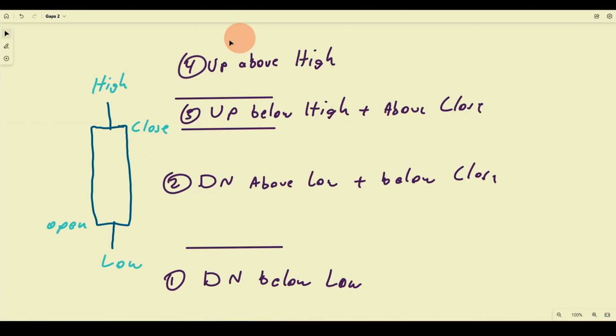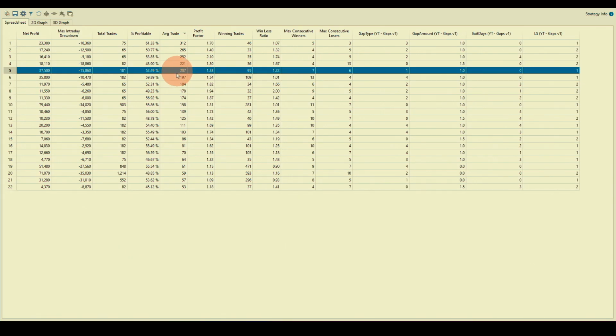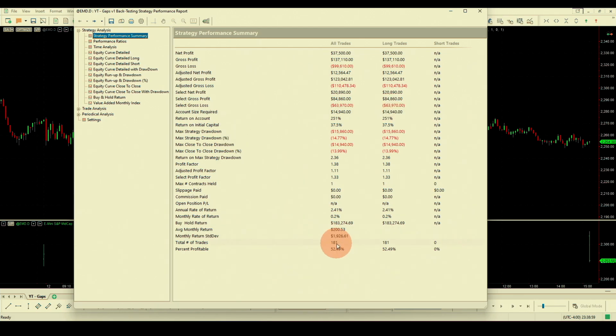So that means if we open here or open here and the gap is more than 1 ATR, then we can go long, exit the same day. We will make around $200 on average. And that's more than enough to cover slippage and commission. So this is how the strategy looks like. It's 236, return on maximum drawdown, profit factor 138.